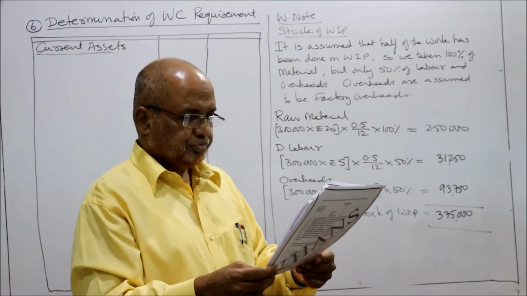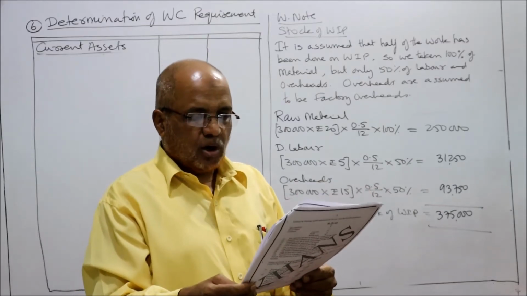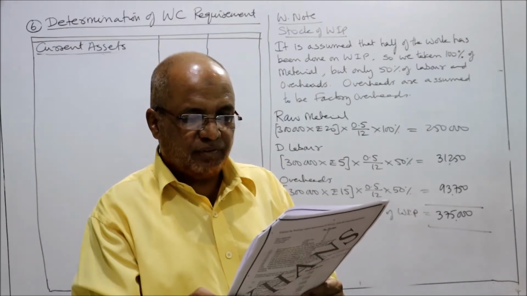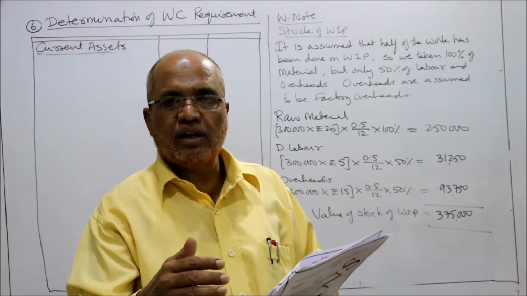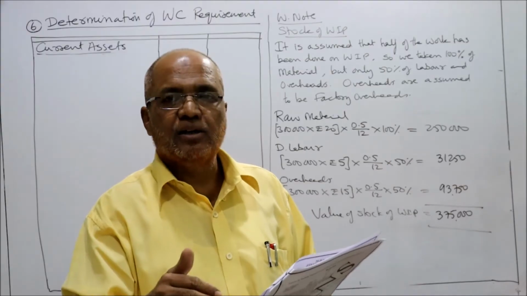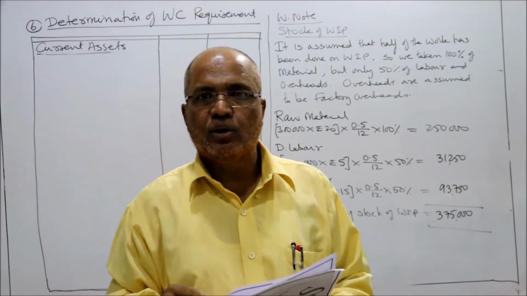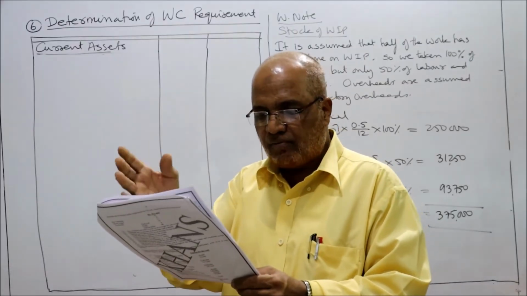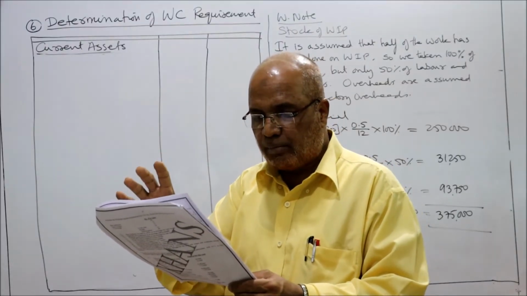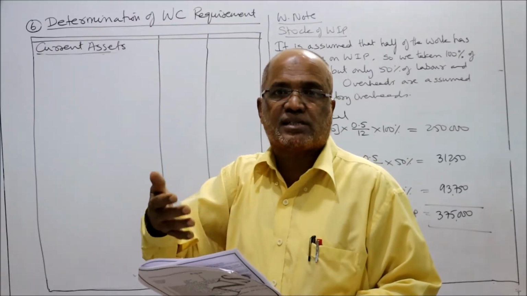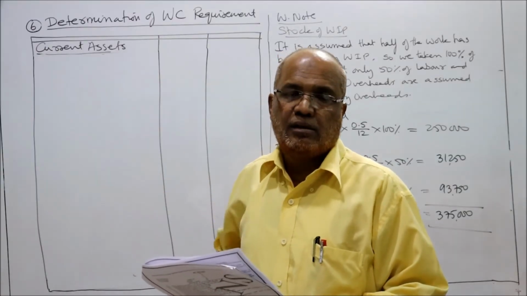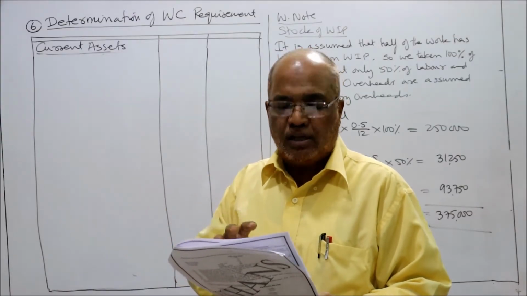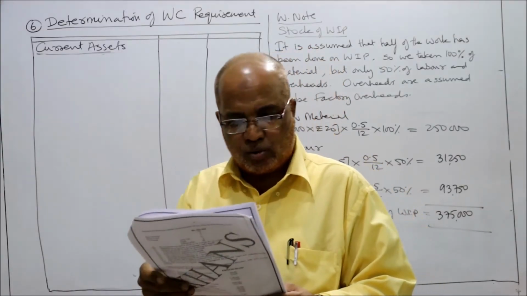Now, following further particulars are available. Raw material are expected to remain in stores for an average period of 1 month before issue to production. तो raw material production में जाने से पहले stores में 1 महीना रह रहा है. So we'll take raw material 1/12. Each unit of production will be in process for 1 month on an average. In process का मतलब work in progress. The work in progress is 1 month, 1/12.